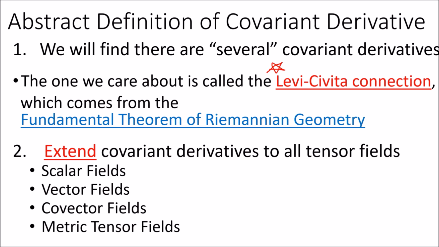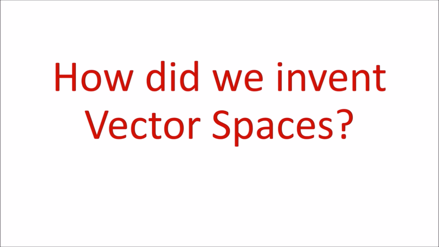The second reason for using the abstract definition is that it allows us to extend covariant derivatives to all tensor fields, and that includes scalar fields, vector fields, covector fields, metric tensor fields, as well as all other tensor fields. And to help you understand how we invent the abstract definition of the covariant derivative, I'd like to talk about how we invented the idea of vector spaces, because vector spaces are a somewhat abstract idea as well.